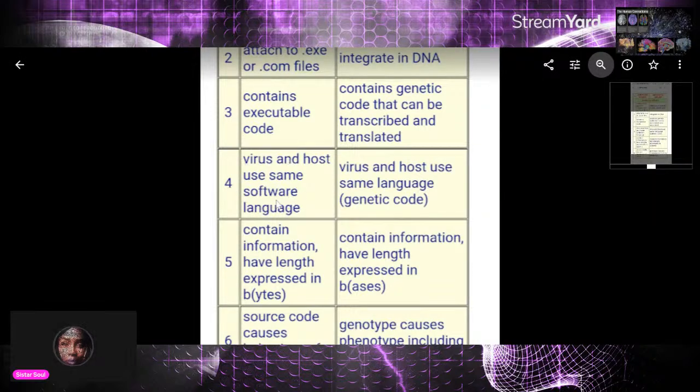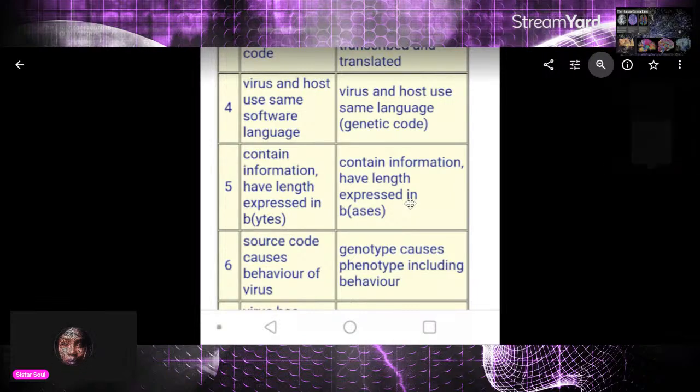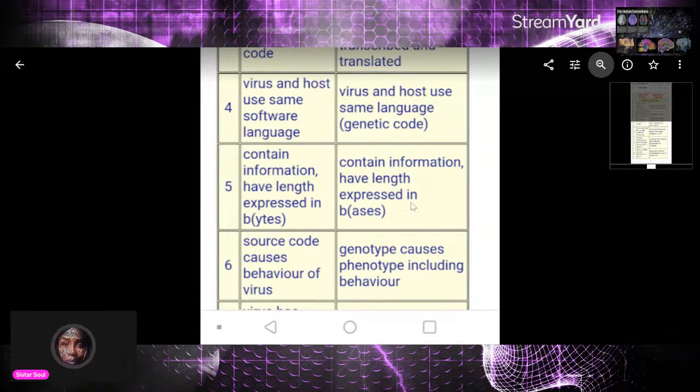Computer, virus, and host use the same software language. You, virus, and host use the same language, genetic coding. A computer contains information that has length expressed in bytes. You contain information that has length expressed in bytes as well. It says bases, but it's bytes. It's like sections of your DNA that it's stored in.